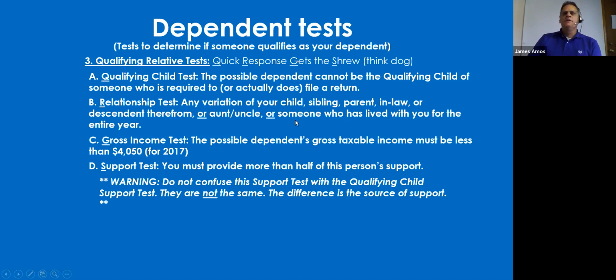If you have somebody living with you that's not related to you in any fashion, except they lived with you, and let's say we're talking about doing a 2018 return, and this person lived with you from July 1st to the end of the year, are they going to meet the relationship test? No, because they have not lived with you for the entire year. What if they moved in with you on February 1st of 2018? Does that meet this test?